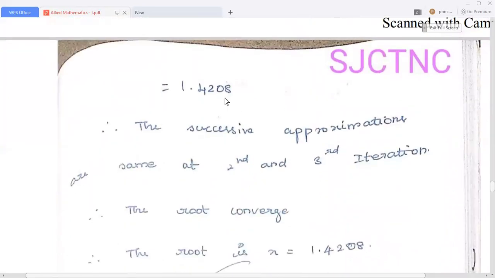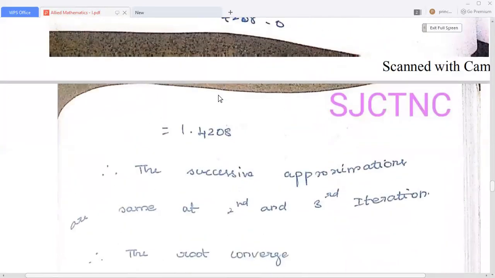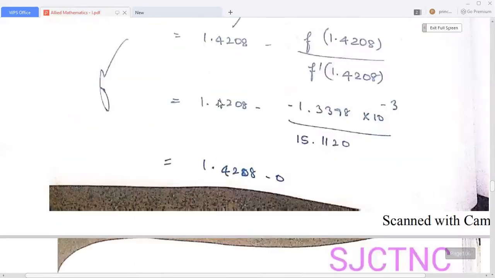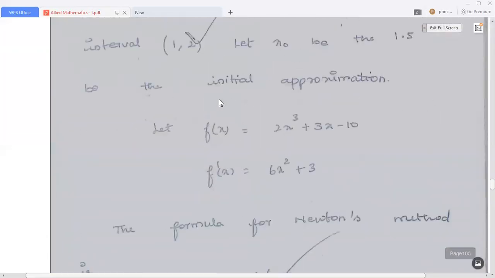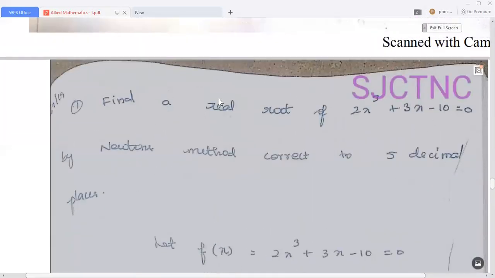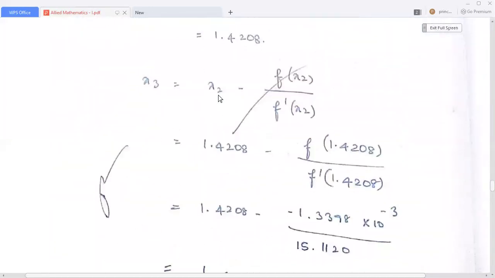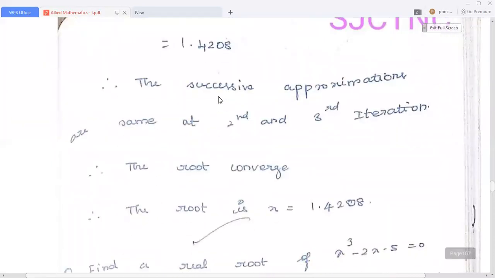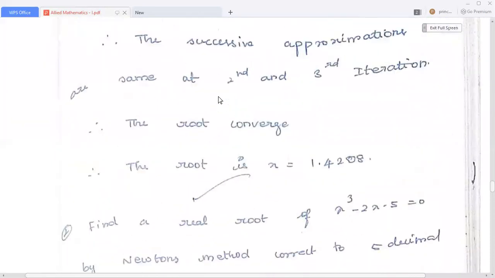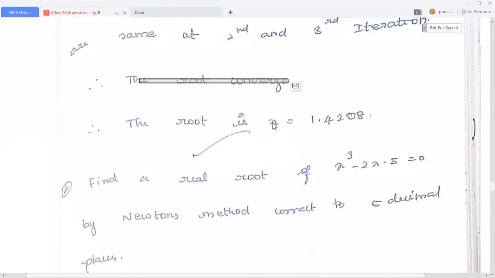Since the successive approximations are the same at the second and third iterations, the root converges. Therefore, the root is x equal to 1.4208.